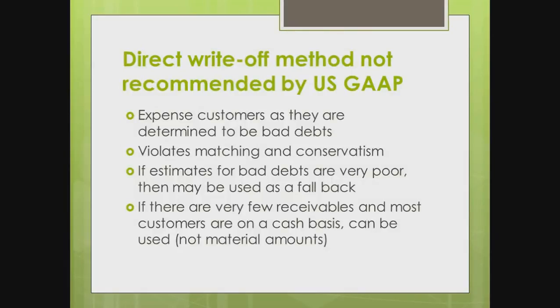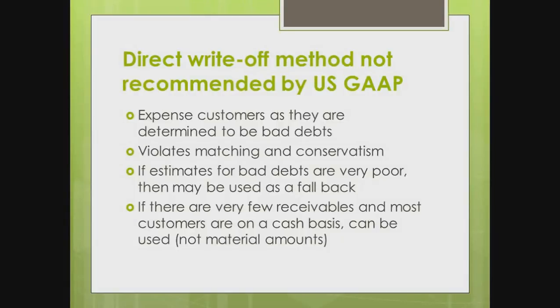In your text, direct write-off method is mentioned, but it's not going to be the recommended choice because it violates matching and conservatism. It just doesn't time things in the right time period. It shows accounts receivable at 100%. However, there are times where we probably have to do this.